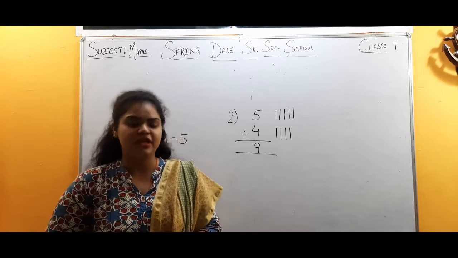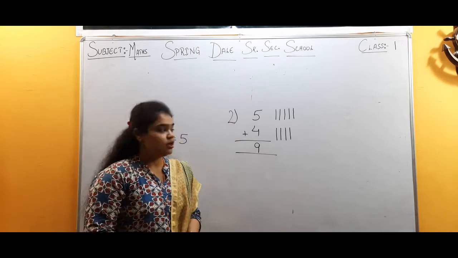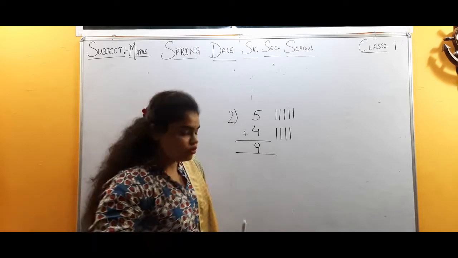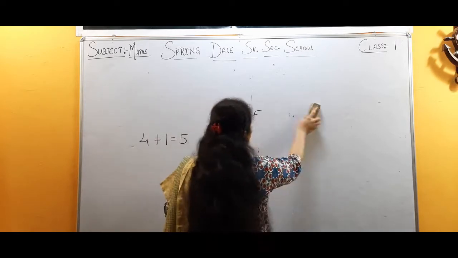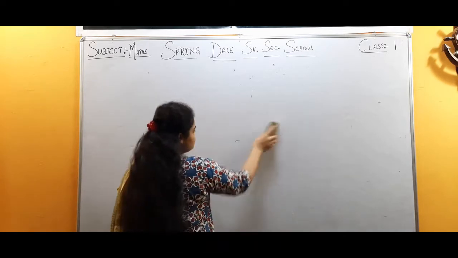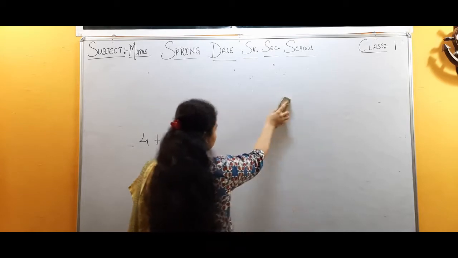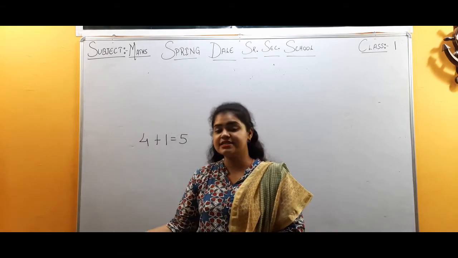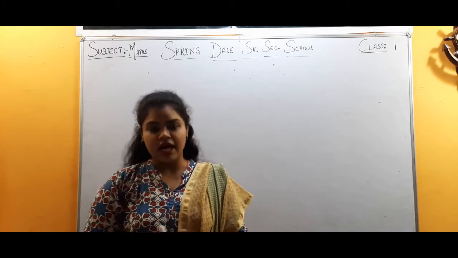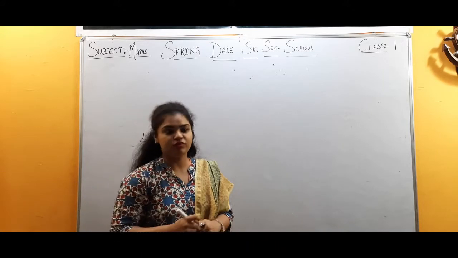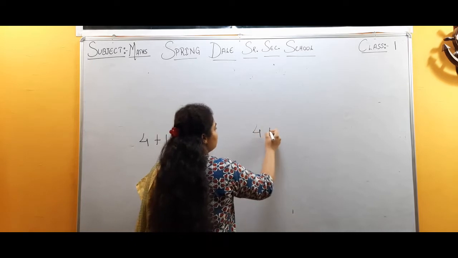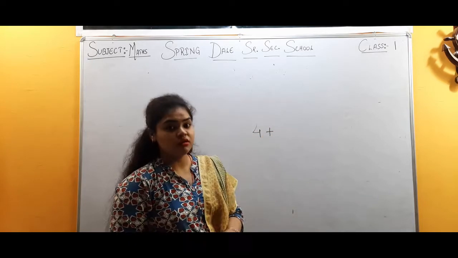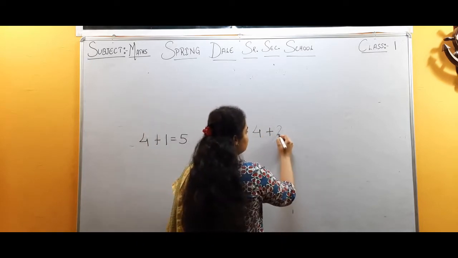Now taking one more example, not from your textbook, I'll ask you. The question is, I am giving you 4 chocolates and your friend has given you 2 more chocolates. How many chocolates have I given you? 4 chocolates. And how many has your friend given you? 2 more chocolates.